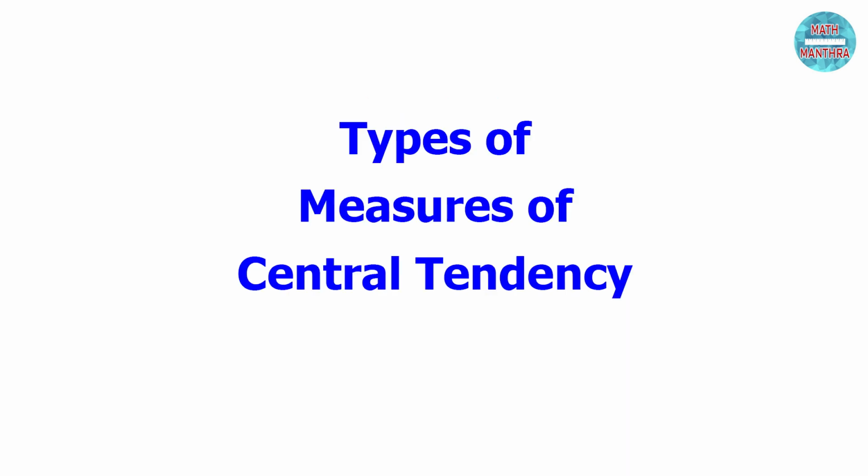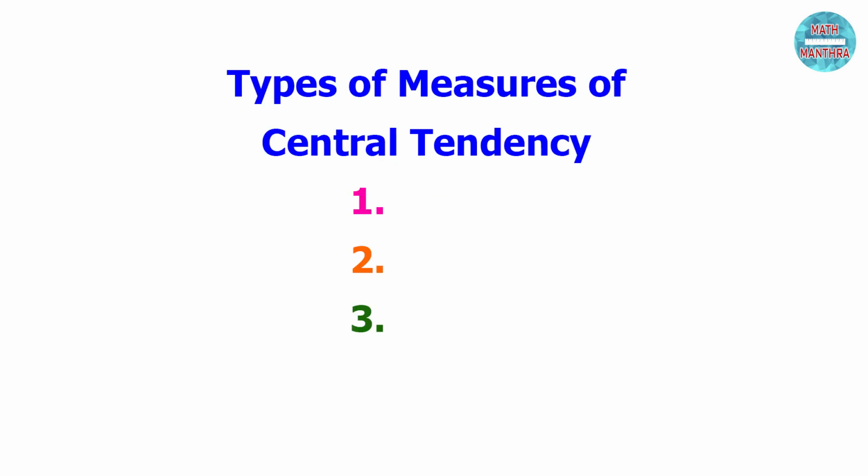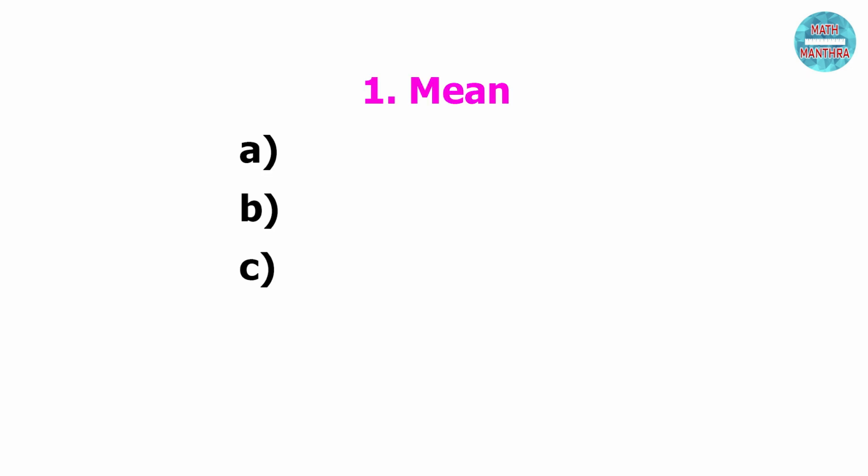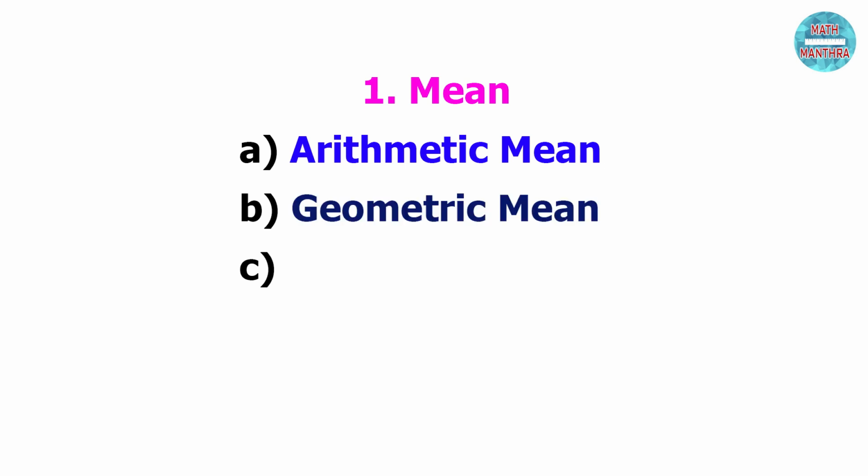Now let us consider the different types of measures of central tendency. Basically, there are three forms: mean, median and mode. So we'll start with mean. When we consider mean, there are again three forms. First one, arithmetic mean. Second, geometric mean. Third is harmonic mean. So let's go into the details in terms of definition and problem solving.